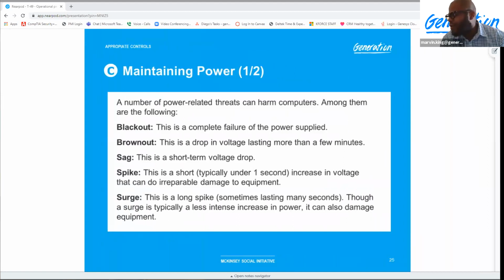Maintaining power. Let's see, who had power issues here? Marcus, where are you at? I think Marcus is one of my power guys. If you're available, speak. If not, Muhammad.